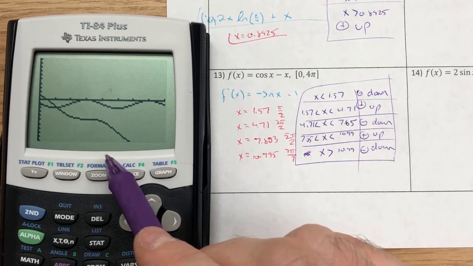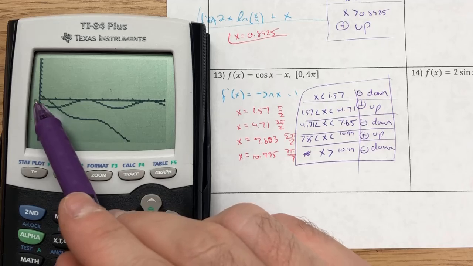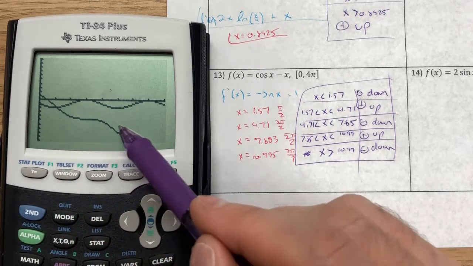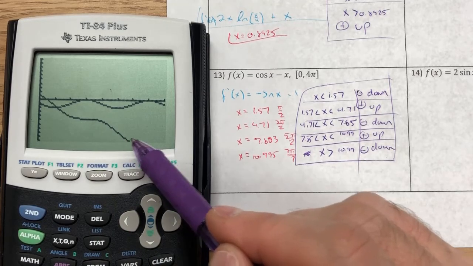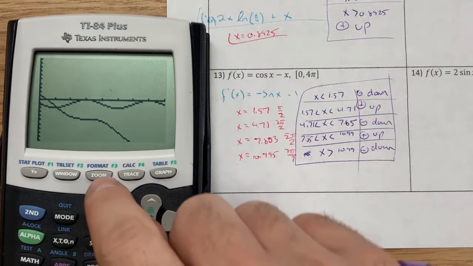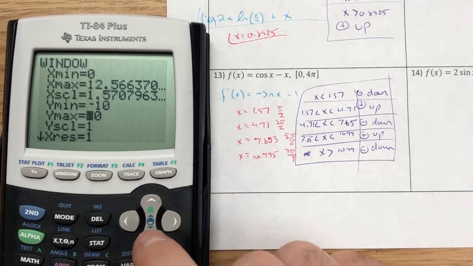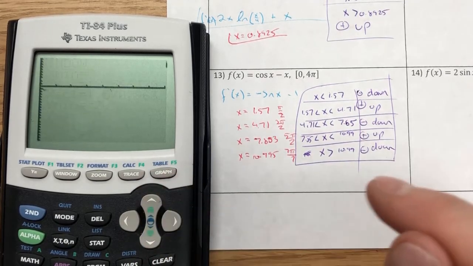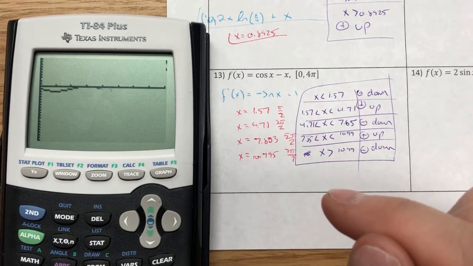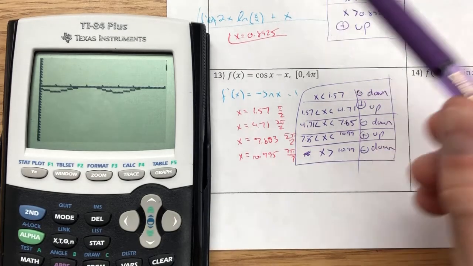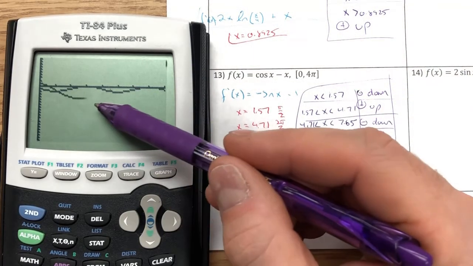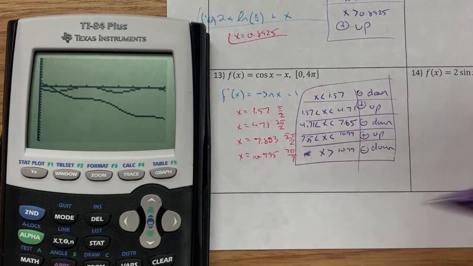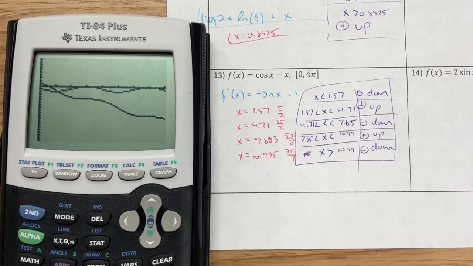Boom. So what we notice is the fact that our derivative is concave down, concave up, concave down, concave up. And we assume that that graph, if I set a lower y min, let's say negative 20, we should see that graph or that trend continue all the way down. Flattens out and then keeps going. So boom. There we go.